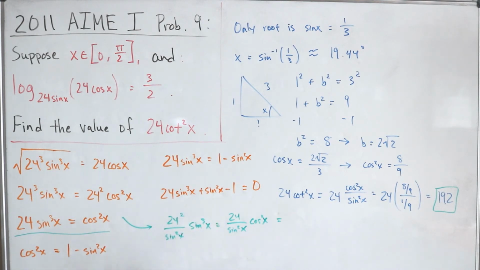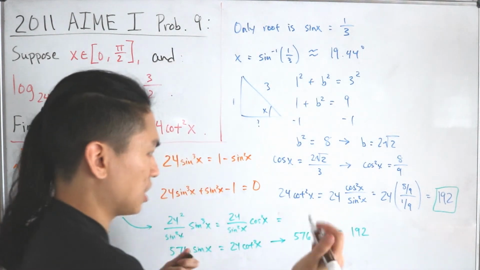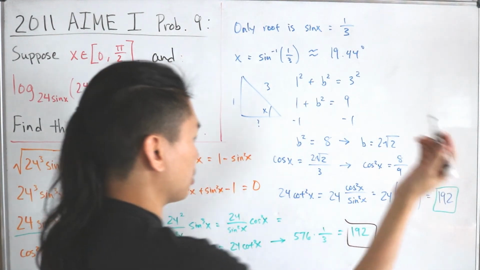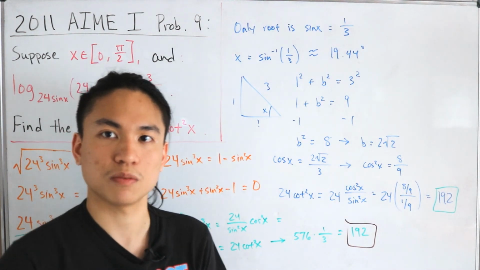So that's great. So this is actually going to give us 576 sine cubed of x, and then the sine squares will cancel. So I have sine of x equals 24 cotangent squared of x, which is what we want to solve. We know that sine squared of x is equal to 1 over 3. So we see that 576 multiplied by 1 over 3 is indeed just equal to 192, just like we solved earlier. So if you want to use that approach, the easier way, sure. Either way works, and it guarantees you the same solutions with those methods. So yeah, that's pretty cool if you ask me.